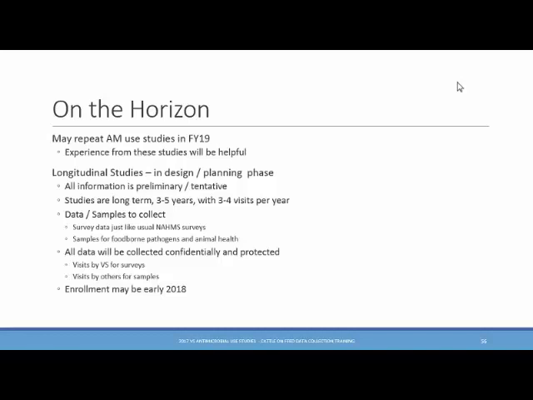We've also received funding to do what we call longitudinal studies, so if people have questions about those, there's a little information here. Some folks might actually have heard that we're doing these. These are long-term studies, 3 to 5 years. But when we do these studies, it won't just be surveying. We'll actually be doing biological sampling. So we'll be collecting survey data similar to the NAHMS surveys, and then the samples. Right now, the plans are tentative, but we do expect to collect samples for foodborne pathogens and animal health.